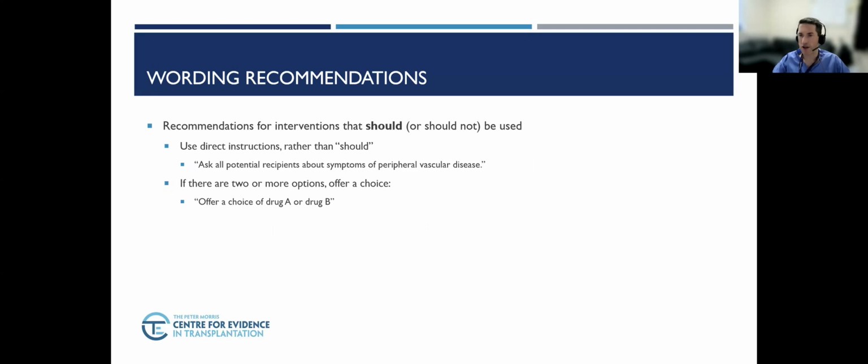Most recommendations are going to be relatively strong recommendations, but don't quite fit into that category of that degree of harm if they're not followed. And in this case, we would define these as being should recommendations. So we recommend you should or should not use a particular intervention, a particular test. And here is where we would use those direct instructions that we talked about. So we don't use the word should, we just say, ask all potential recipients about symptoms of peripheral vascular disease, implying that it should happen in most cases, in most situations. If you've got 2 or more options, offer a choice.